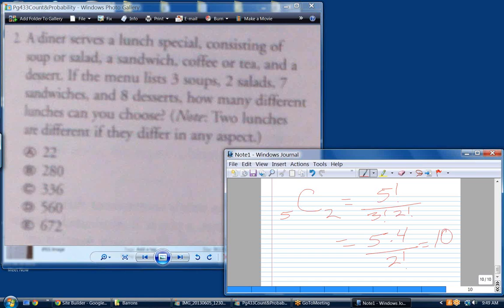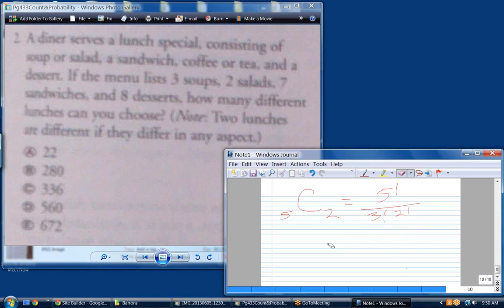The order doesn't matter, and the difference between combinations and permutations is in permutations order matters, in combinations order doesn't matter. In other words, you don't care if you get this soup and this salad or this salad and this soup. It's the same when you take it back to your table and eat it. So it's a combination problem, not a permutation problem. Okay. So that's for starters.